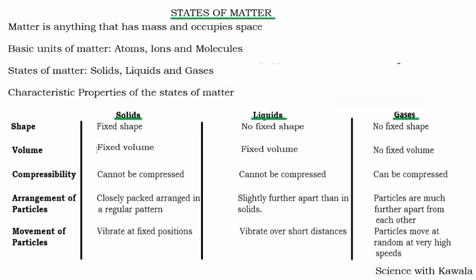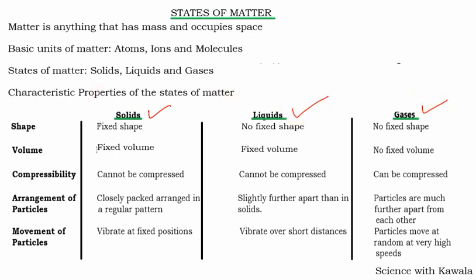Now that we've looked at some examples of the three states of matter, let's look at the characteristic properties of the states of matter. Characteristic properties of states of matter refers to the distinctive features that separate the three states of matter from each other. When we say distinctive features, we're looking at unique features that will help you identify to say this is a solid, this is a liquid, and this is a gas.